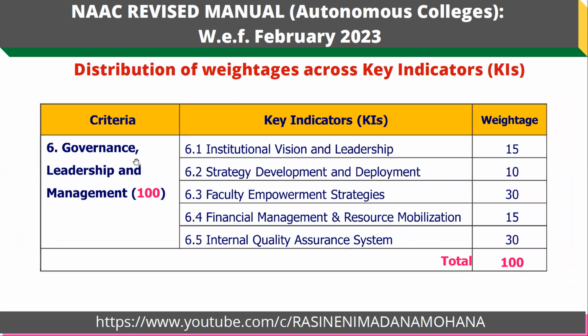Then criterion 6, governance, leadership and management total weightage is 100. That is divided across the five key indicators in criterion 6. The first key indicator 6.1, institutional vision and leadership 15 weightage, 6.2 strategy, development and deployment 10 weightage, 6.3 faculty empowerment strategies 30 weightage, 6.4 financial management and resource mobilization 15 weightage, 6.5 internal quality assurance system 30 weightage. The total weightage is 100.